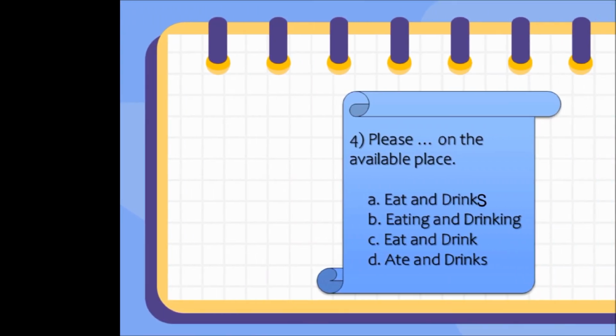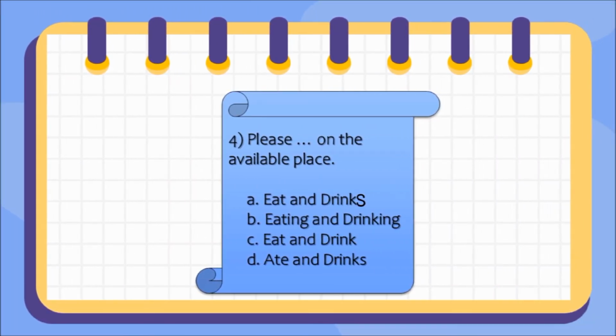Number 4. Please blah blah blah on the available place. A. Eat and drinks. B. Eating and drinking. C. Eat and drink. D. Eat and drinks. Could you find the answer? Let us go to the next question.